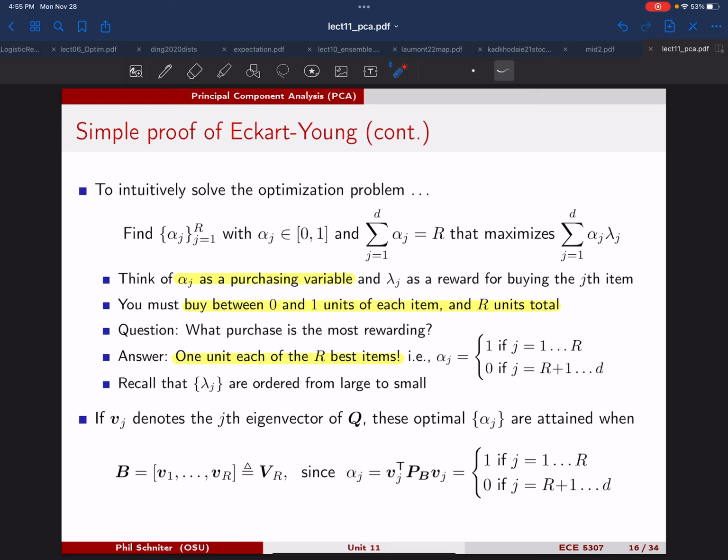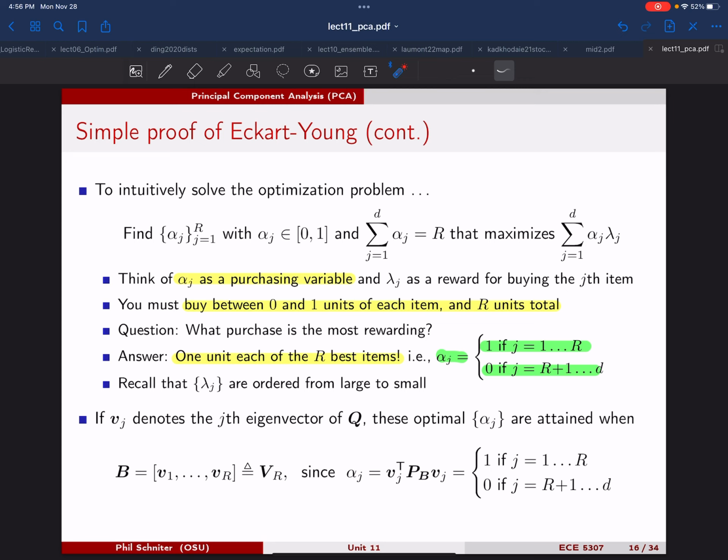So at the end of the day, the solution to this is alpha j equals 1 if j equals 1 to R, or 0 if j is larger. So again, j is indexing the items, and we've sorted our eigenvalues from largest to smallest, which means the first R values of j are the ones we like the most. Okay, so basically, we now know how we want to arrange our alpha j's. We want the first R of them to be 1, the rest to be 0.